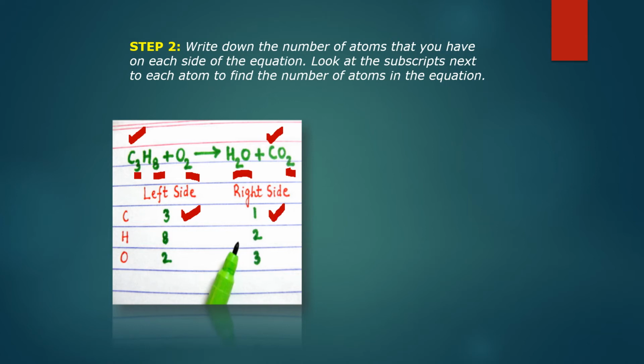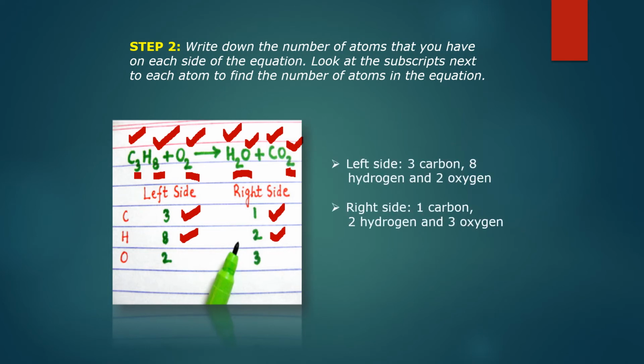Next comes hydrogen. There are 8 atoms of hydrogen on the left hand side and only 2 atoms of hydrogen on the right hand side. Next we will go to oxygen. There are 2 atoms of oxygen on the left hand side and 2 plus 1, 3 atoms of oxygen on the right hand side. So this is to be written neatly first. Let us see what we do now.